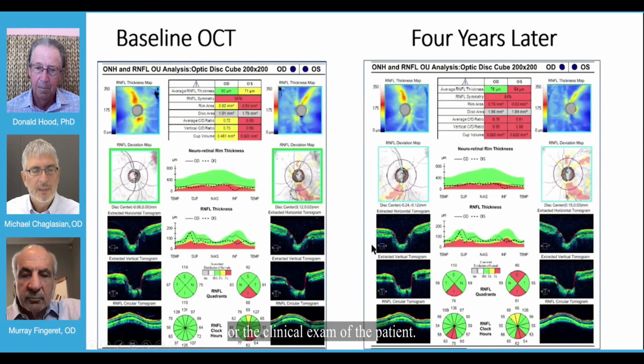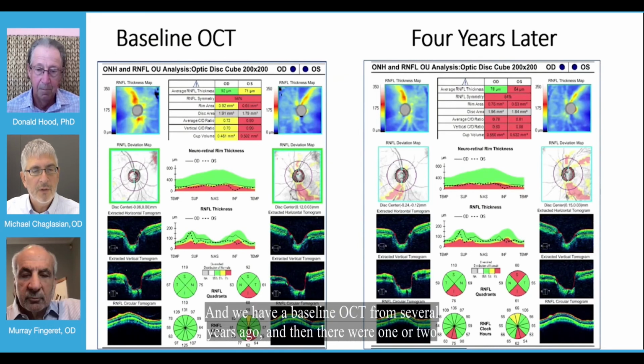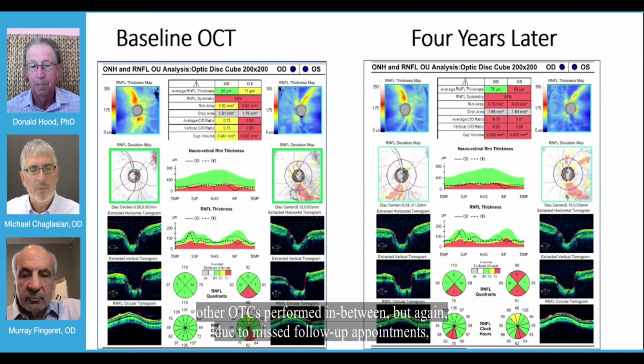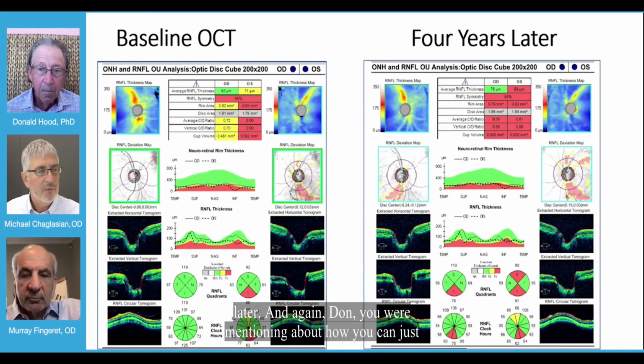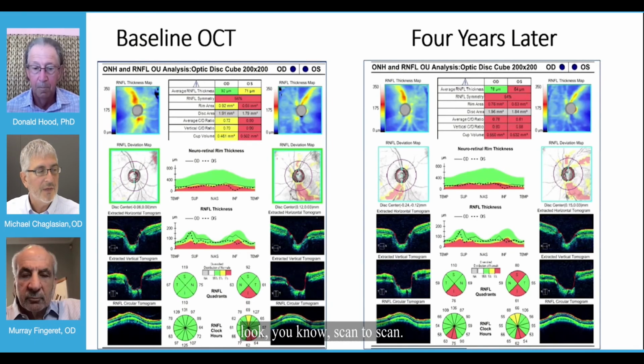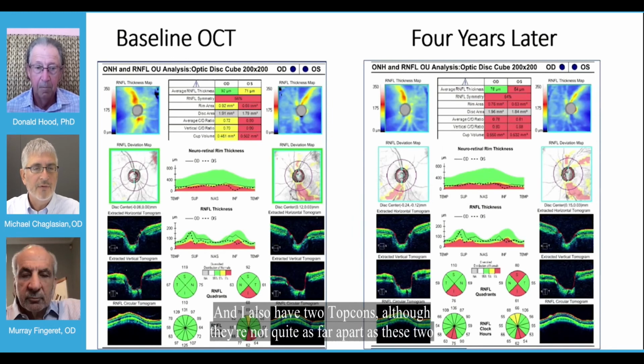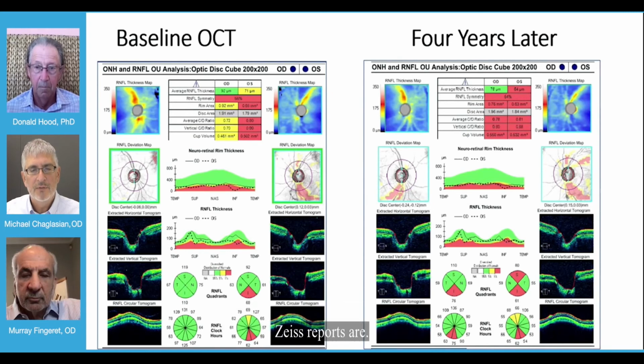the patient. Here is the early ZEISS reports, and we have a baseline OCT from several years ago. And then there were one or two other OCTs performed in between, but again, due to missed follow-up appointments and a bad test scan that was acquired, another OCT 4 years later. And again, Don, you were mentioning how you can just look scan to scan. Maybe we can do that here. And I also have two TopCons, although they're not quite as far apart as these two ZEISS reports are.